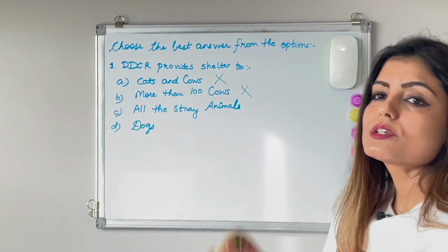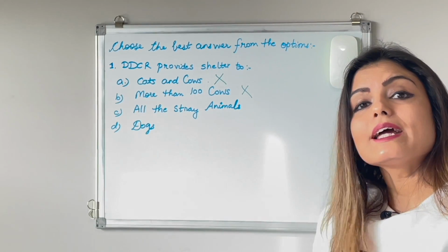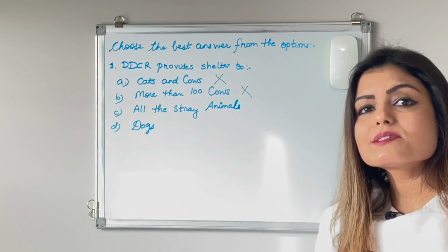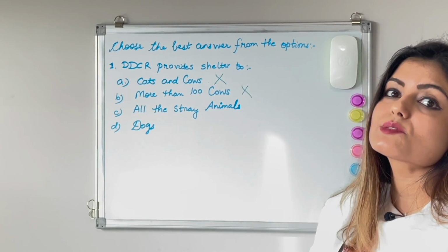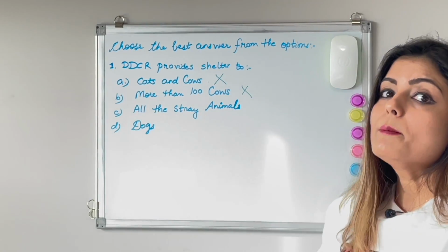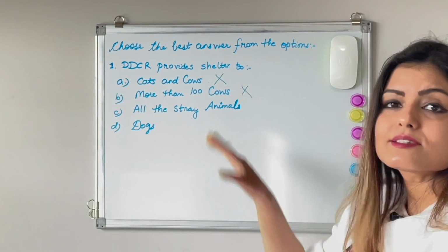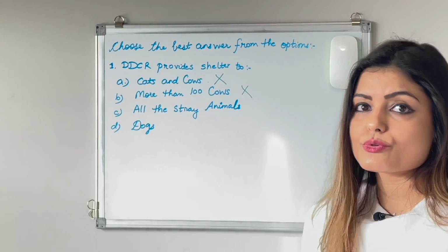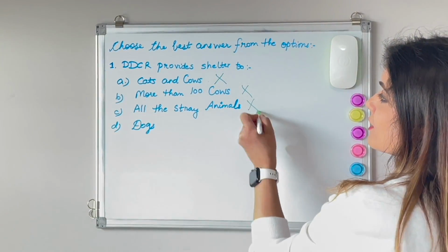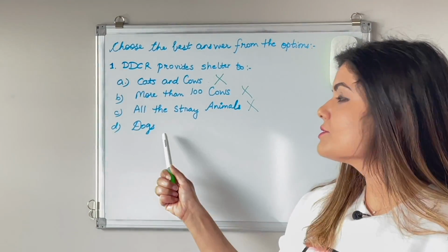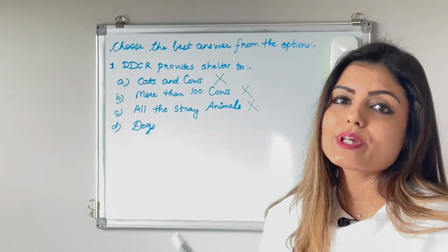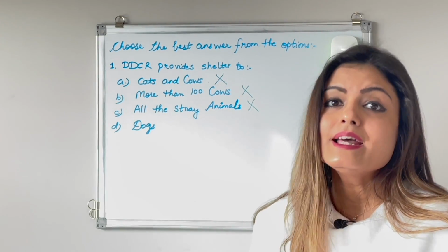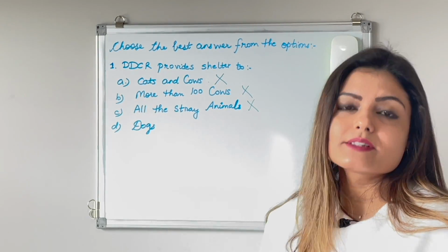The third option is all the stray animals. Now the aim of the shelter is to help as many animals as possible in the future. That's a future aim. That's what they are aiming for in the future. But at present, nothing has been said about providing shelter to all the stray animals. So of course this is also not the correct answer. The last option is dogs. It is very clearly mentioned in the text that right now they try to rescue as many dogs as possible and they provide shelter to them until they are adopted.